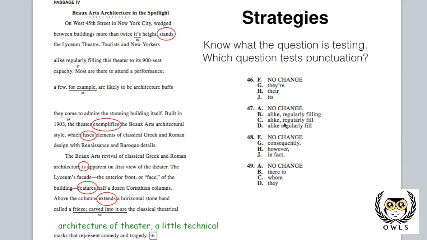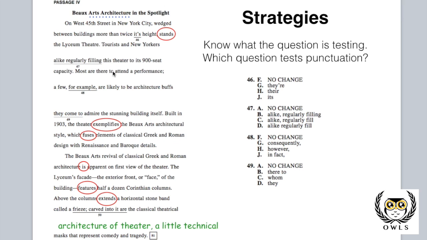And the difference here is whether or not there's a comma. Do I need a comma? Tourists and New Yorkers alike regularly filling this theater in its 900-seat capacity, or tourists and New Yorkers alike regularly fill this theater. Not only does D sound better, but it shows that I know that there's not a need here for an introductory clause. D is the correct answer.